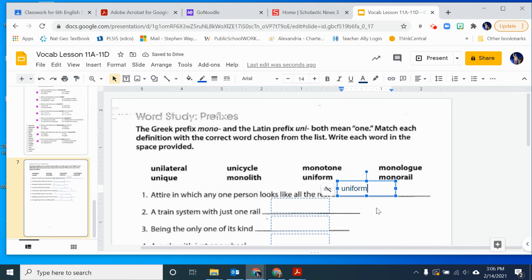Please make sure that your words are spelled correctly. A train system with just one rail. Well, if you are a fan of Disney parks, you know that Disneyland has the first daily functioning monorail in the Western Hemisphere. So that's how you do these two. If it helps you to draw a line through the ones that you've used, that works great. If not, that is fine.